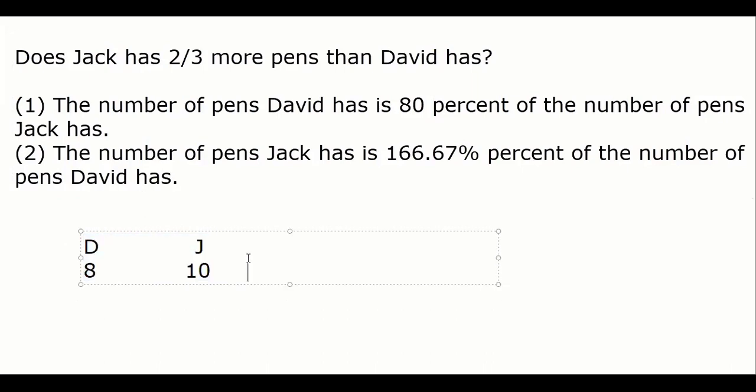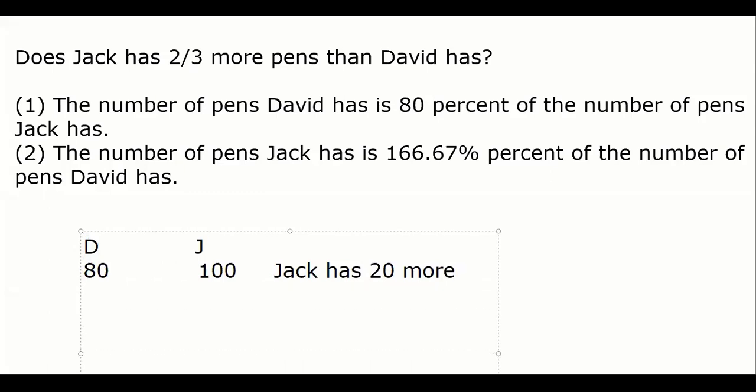Yes, sir. How? Because the first statement is saying the number of pens David has is 80%. That means write 80 here for David and write 100 here for Jack, correct? Correct, sir. So, Jack has how much more? 20 more. 20 more means 20 out of 80 is how much? 1/4 more, because we have to compare with David. So we know that Jack has 1/4 more pens than David has.